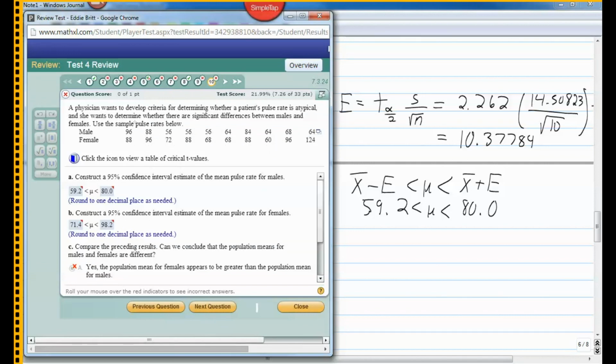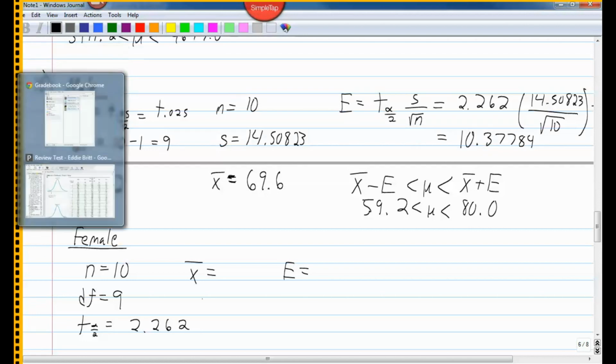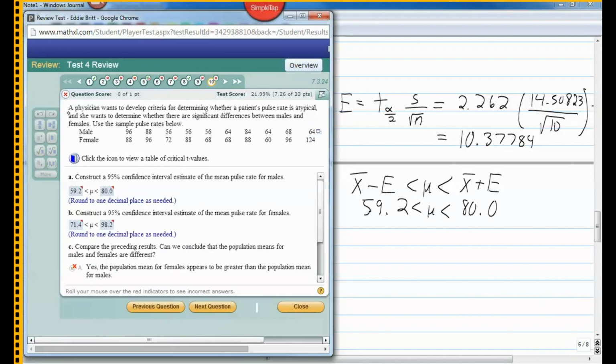Okay, so figure that value out. I suggest using technology if you can. And once you do that, then calculate the margin of error. Once you have that, you need to find a new mean of the data set. You get those two values, then you can construct your interval, just like we did for males. And so now would be the time you'd want to pause it if you want to try to work that out. If not, just keep going. And it looks like your confidence interval is 71.4 to 98.2.